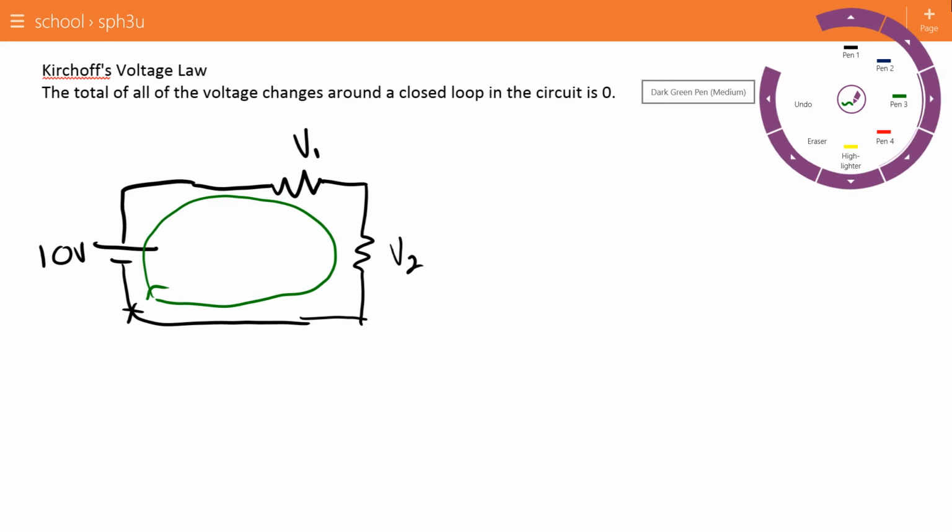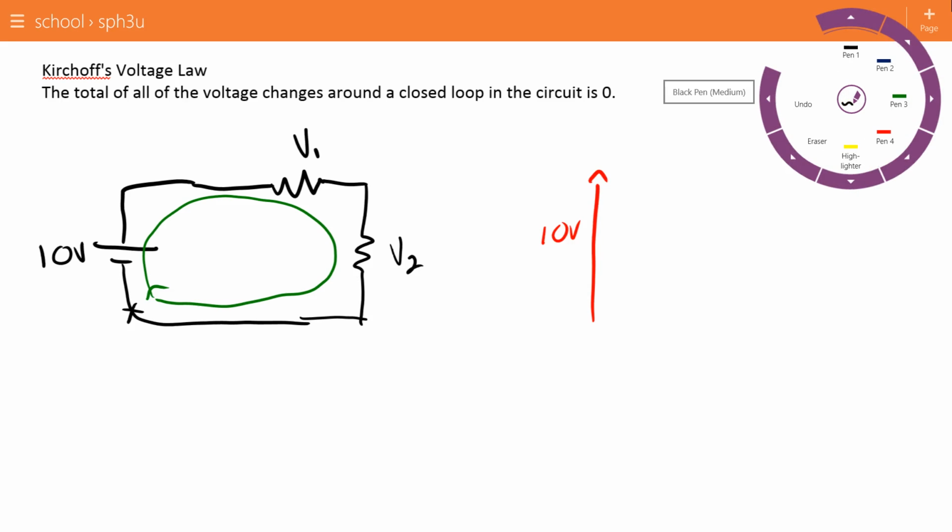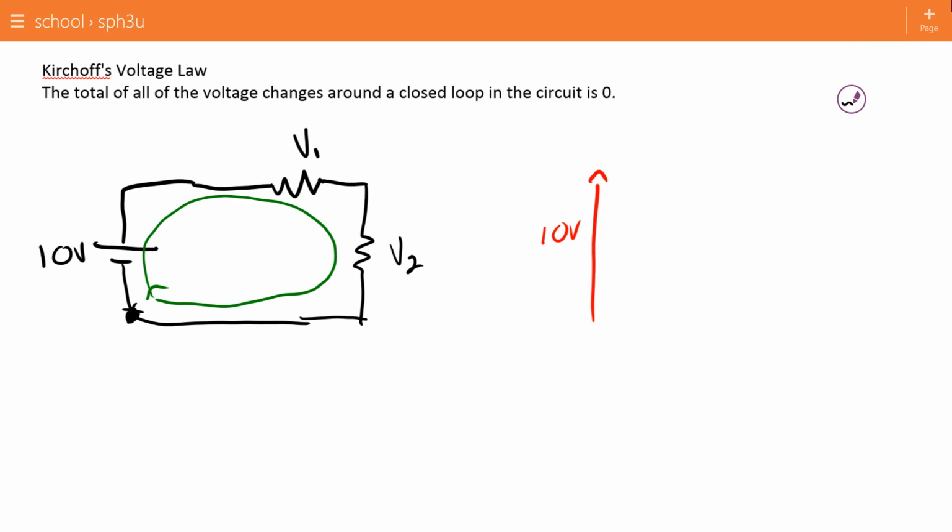I'll put voltage ups in red and voltage downs in black. So if I go up 10 volts, and I want to get back down to the same spot I started from, then through V1 and V2 I want to get back down to the ground here. I don't know how big those individual voltages are, but V1 plus V2 have to be 10.